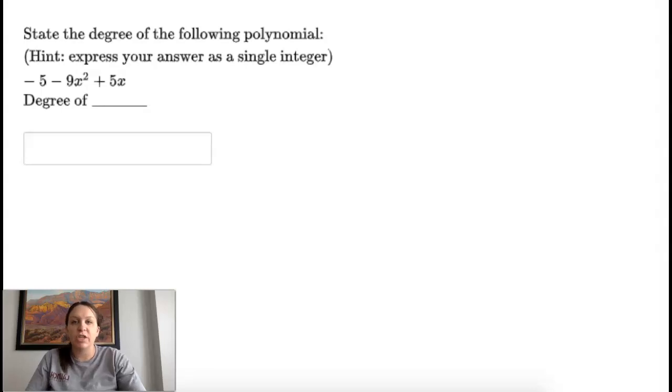Alright, state the degree. So like I said before, the degree is the number next to x. So I have, this is the second degree right here, and this is the first degree. But when we state the degree of a whole polynomial, this whole thing, we take the largest number. So this would be a second degree polynomial. Okay, so the degree is the largest number.